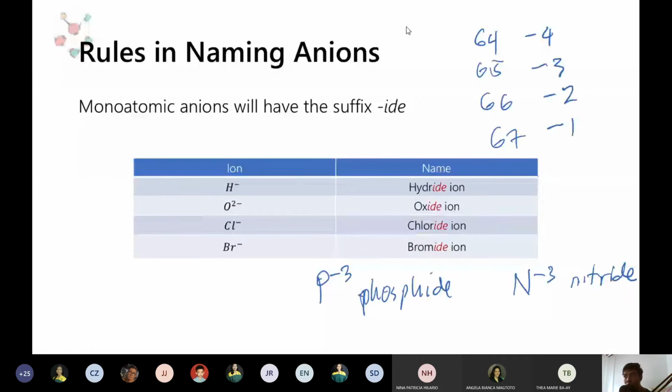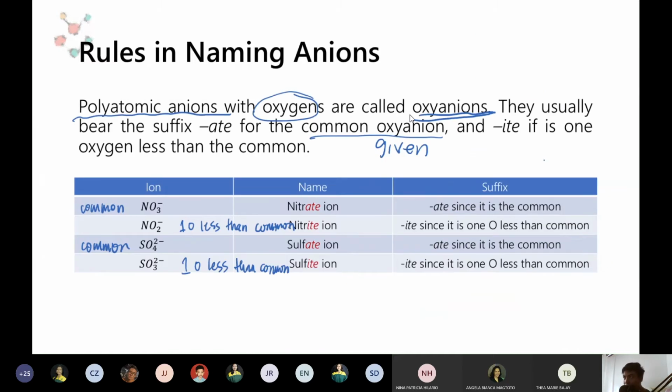Recall tayo. For monoatomic anions, they will have the suffix ide. The charge of those monoatomic anions depends on the group number. Pag group 4, -4, group 5, -3, group 6, -2, group 7, -1. Ide yung suffix nila. For polyatomic ions with oxygen, they will have the suffix ate or ite. Ate is given for the common oxygen ion. Ite is given for oxyanions that is 1 oxygen less than the common.